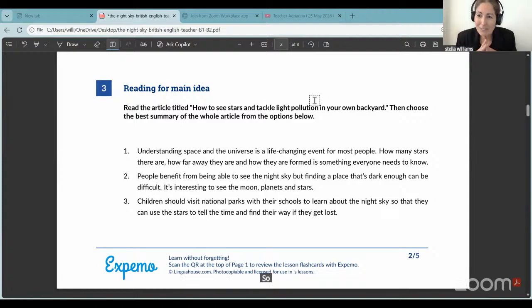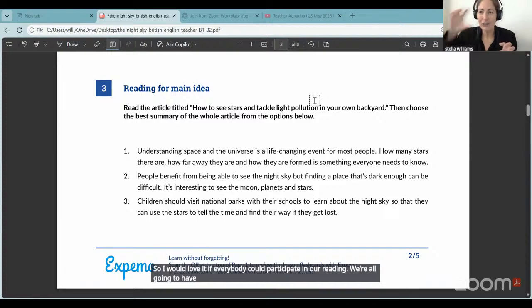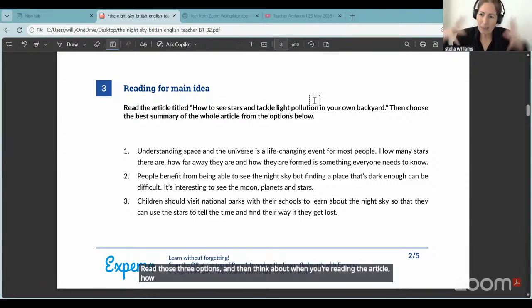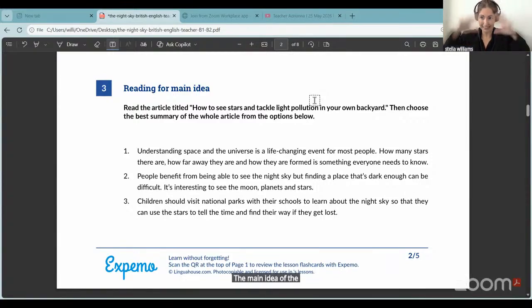So I would love it if everybody could participate in our reading. We're all going to have a little turn to read a paragraph. Think about these three options. Okay, just read it one more time. I'll give you all a minute or two. Read those three options and then think about, when you're reading the article, how we're going to summarize. Remember the main thought, the main idea of the whole article in a summary. Okay, so there we go.